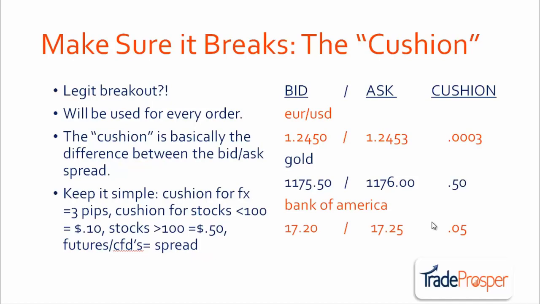But now here is a way to make it even simpler. I like to standardize things as much as possible. So for foreign exchange or FX, just make it very simple and make the cushion always 3 pips. For stocks that are less than $100 per share, make the cushion 10 cents. And for stocks that cost more than $100 per share, make the cushion 50 cents. Now for futures or CFDs, you have to continue to use the spread because for every future and CFD, you would have a different buffer.